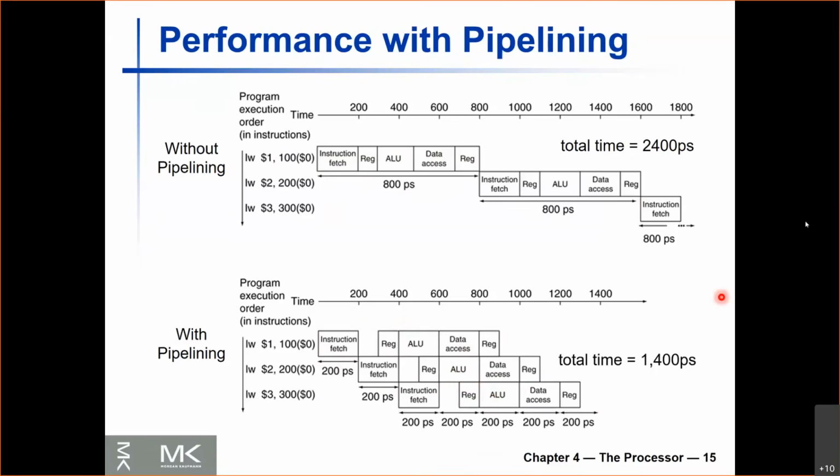Okay. So someone's asking if we can pipeline without making them take 200 picoseconds. I'm not sure I understand your question. You're saying that you want each stage to take less than 200 picoseconds. I mean, that just has to do with optimizing the individual stages, right? If you want each stage to take less time, you have to optimize the individual stages. That doesn't really have to do with pipelining.